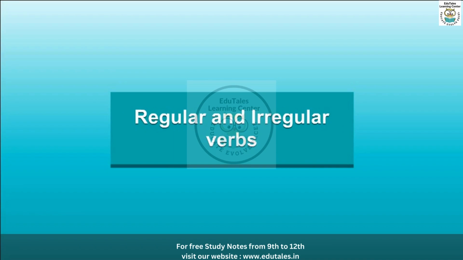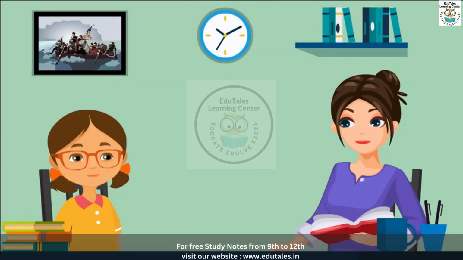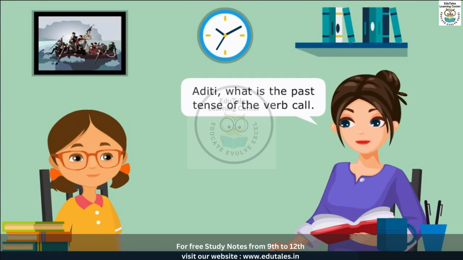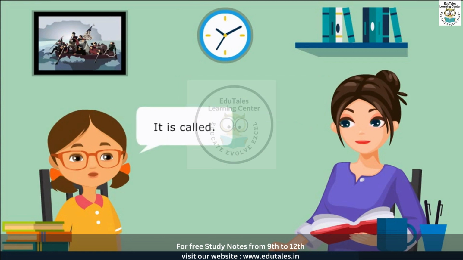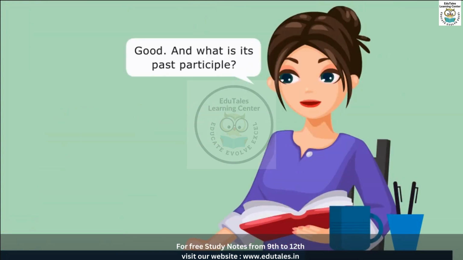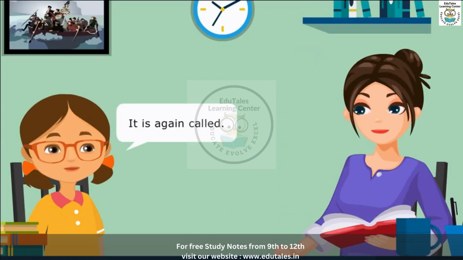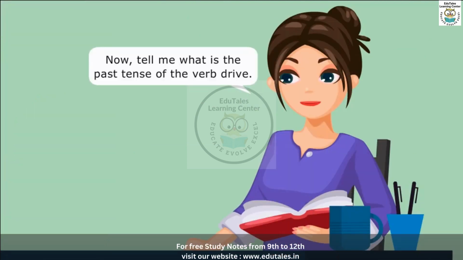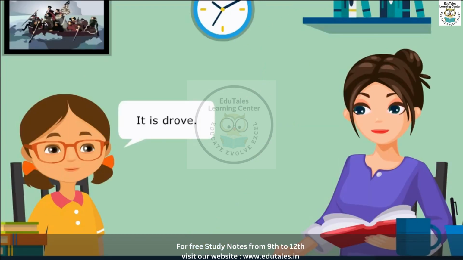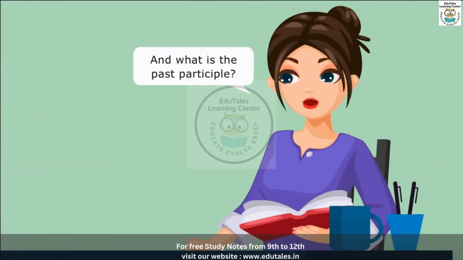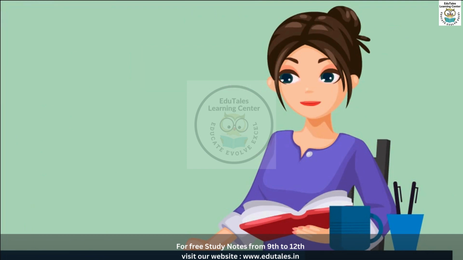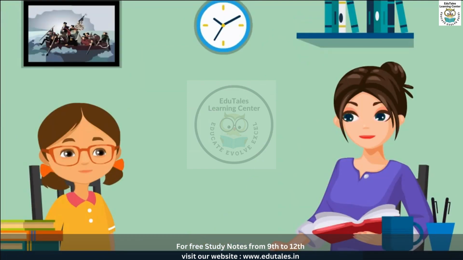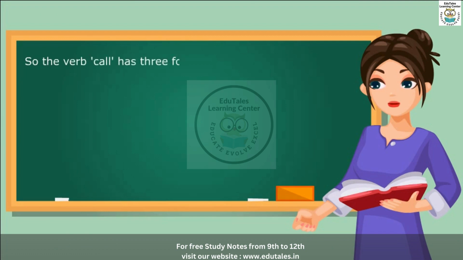Regular and irregular verbs. Aditi, what is the past tense of the verb call? It is called. Good. And what is its past participle? It is again called. That's right. Now tell me, what is the past tense of the verb drive? It is drove. And what is the past participle? It is driven.